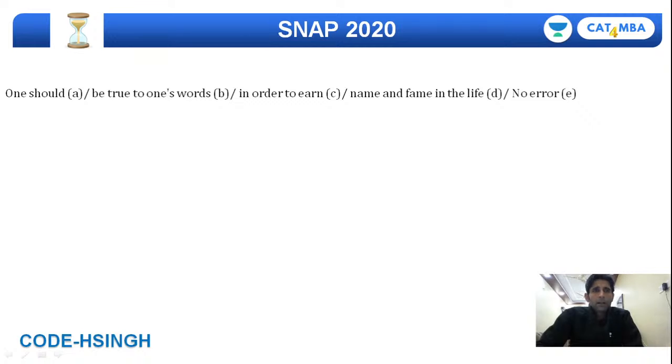Okay, so guys, this is the next question that we have on screen. The question is, one should be true to one's word in order to earn name and fame in the life. Okay, quickly tell me what should be the answer. Is it correct? Is this correct, guys? Is the sentence correct? Or is it erroneous? If it's erroneous, then what is the problem with the sentence?